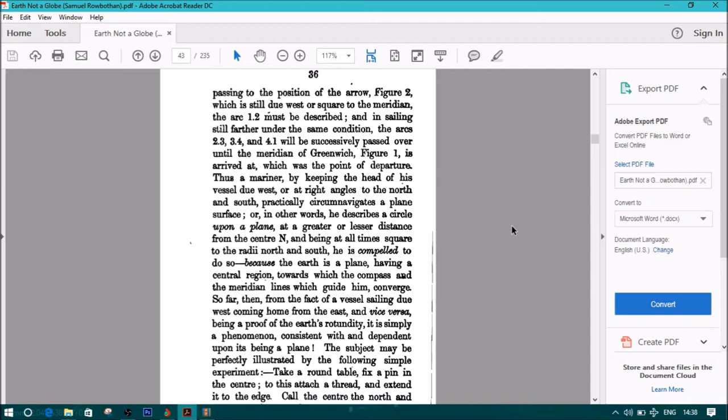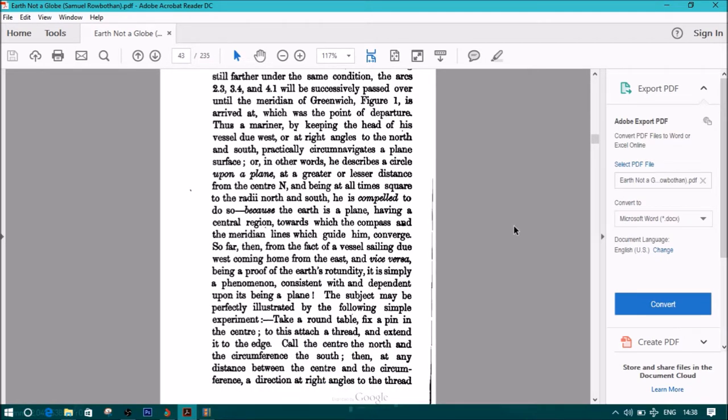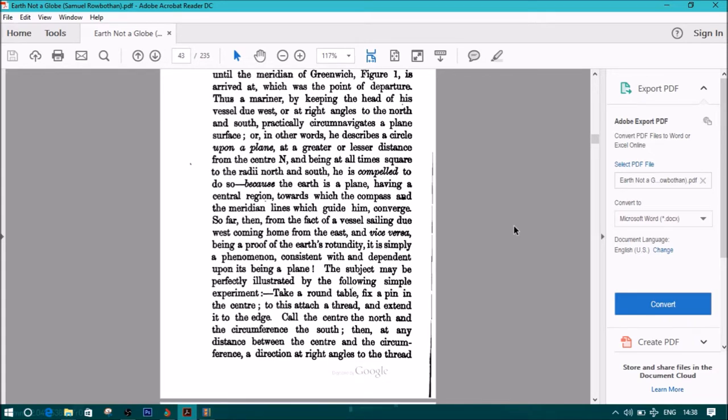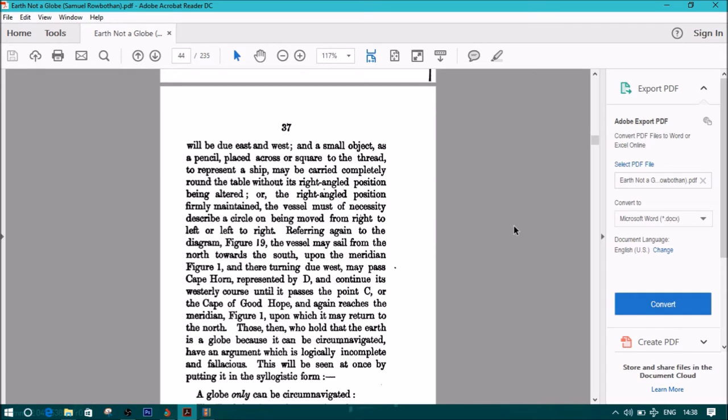Take a round table, fix a pin in the center, to this attach a thread, and extend it to the edge. Call the center north and the circumference the south. Then, at any distance between the center and the circumference, a direction at right angles to the thread will be due east and west, and a small object as a pencil placed across or square to the thread to represent a ship may be carried completely round the table with this right-angled position being altered, or the right-angled position firmly maintained, the vessel must of necessity describe a circle on being moved from right to left or left to right.